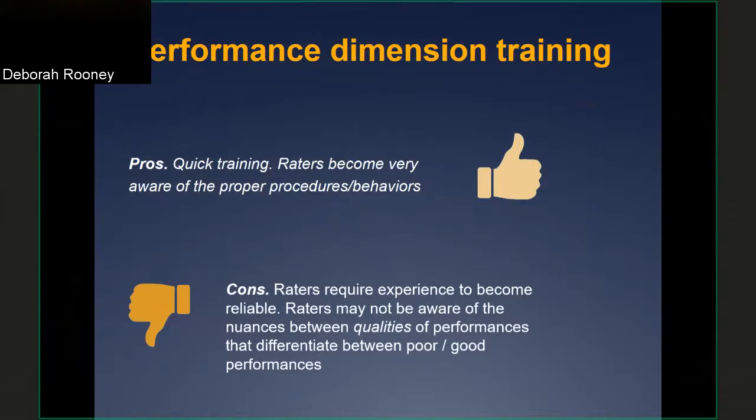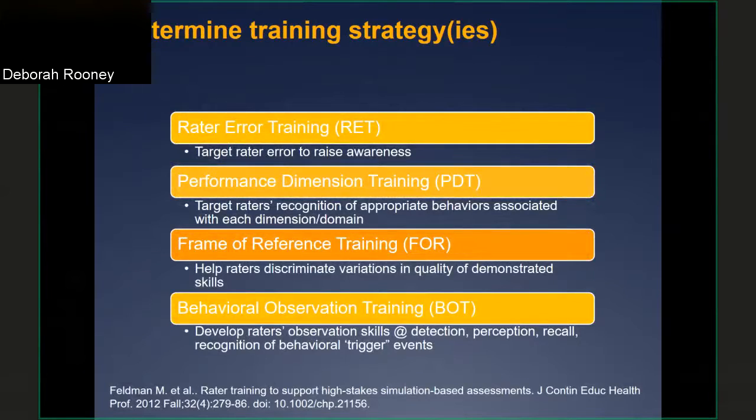This being said, raters may not be aware of the nuances between the qualities of performances that oftentimes are used to differentiate between poor and good performances. So this type of training is very good for those dichotomously scored assessment tools, not so good for training raters who use polytomously scored scales, such as a Likert scale or a 5-point scale.